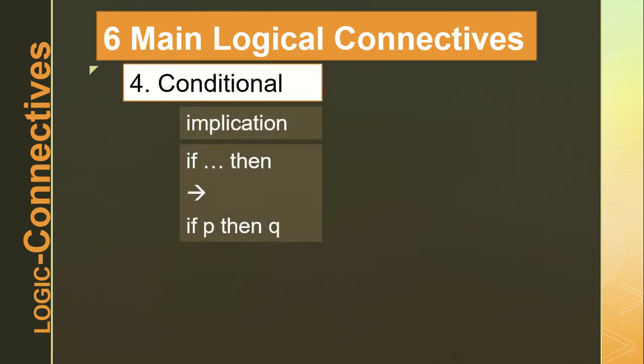The fourth one is conditional, sorry, implication. If-then, and the symbol is this arrow. So you have to take note of the direction of the arrow, and it's read as if P then Q, where P is the hypothesis. The variable located here is the hypothesis, and the variable in this place is the conclusion. If you change the places of the variables, then that would be a different story. If this is Q and this is R, it's different. It's not equal when we say if R then Q.